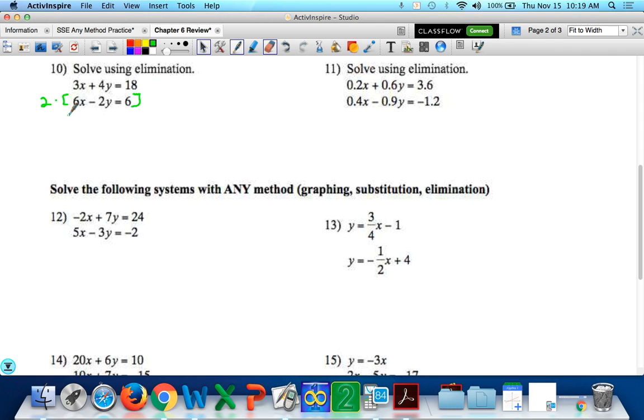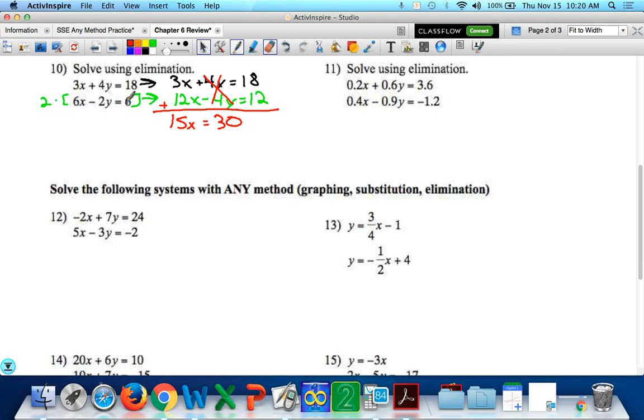This is going to give me a new equation of 12x minus 4y equals 12. And my first equation did not change. 3x plus 4y equals 18. Okay, so that's that one, and that's that one. Whenever I add these together, I get 15x. These cancel, my y's cancel. Equals 30.